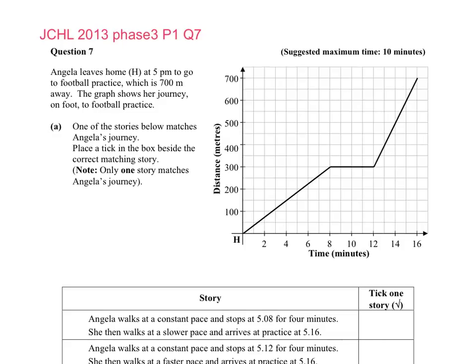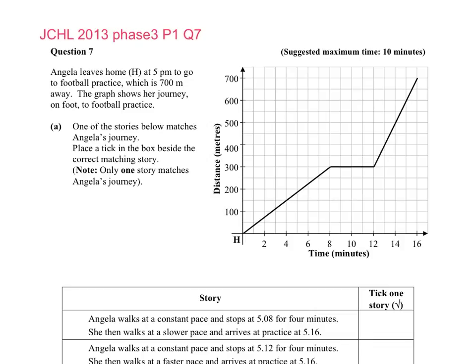Junior Cycle Higher Level 2013 Phase 3 Paper 1 Question 7. This is basically a graphs question: functions, speed, distance, time. I suppose you could even look at sequences. It's all part of the same thing because it's a question which revolves around a graph and reading off values off of a graph.